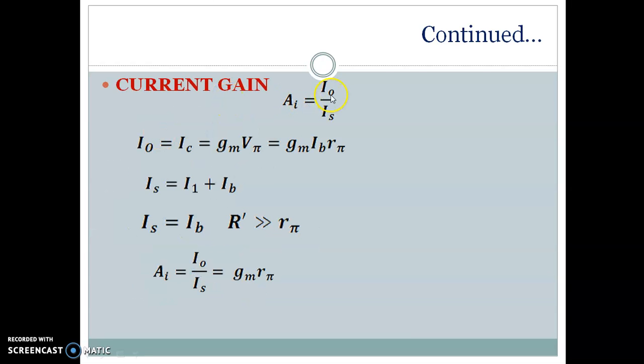Next, the current gain. A is equal to I0 by Is. Your I0 is equal to Ic, which is equal to Gm V pi, which is nothing but Gm Ib times R pi, and Is is approximately Ib, because R dash is very large compared to R pi, so we neglect that. So A becomes I0 by Is, which is Gm R pi.